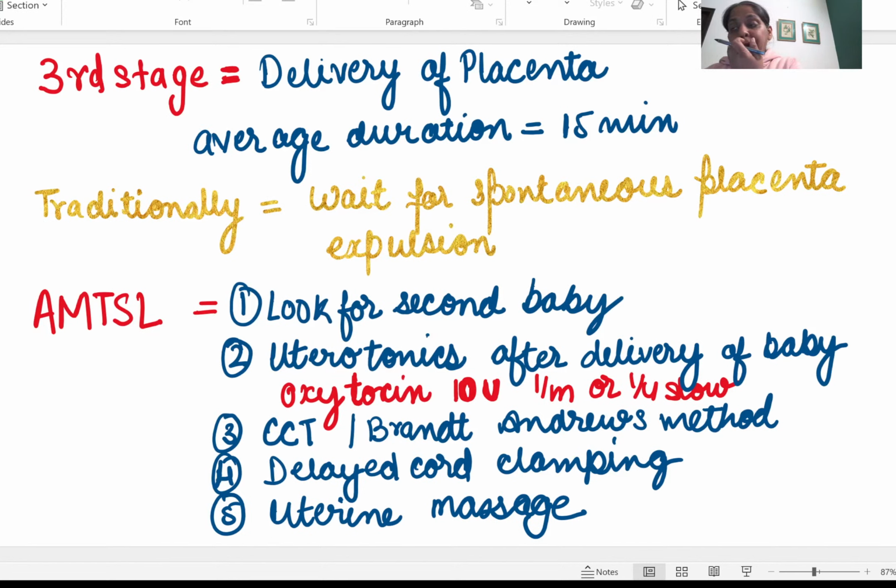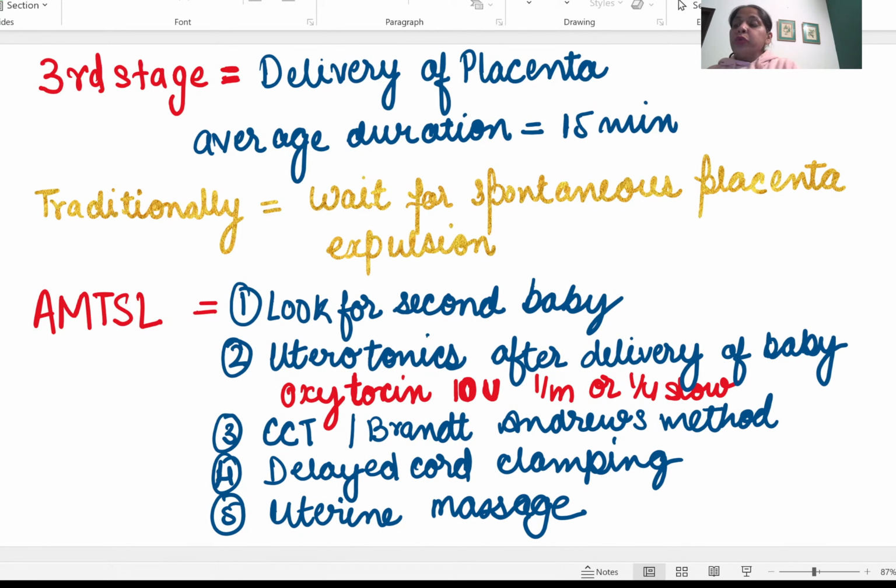Okay, now let us start with the third stage. What is the third stage? In the second stage there is delivery of the fetus, and in the third stage there is delivery of the placenta. As it's very important, I have started from here.